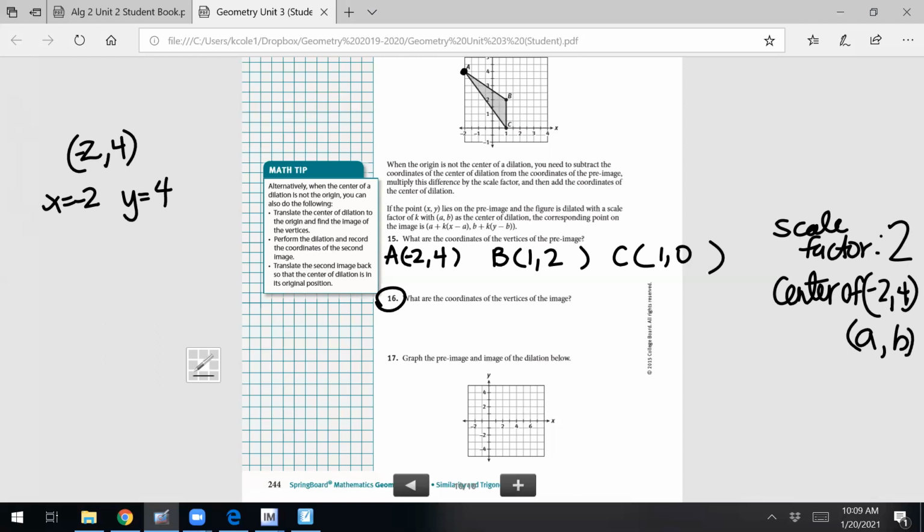We have A plus K times X minus A. That's going to give us the X term. So A is -2 plus K, which is our scale factor. X is -2 minus A, which is also -2.